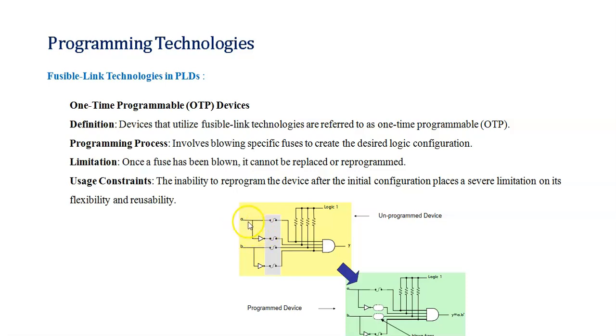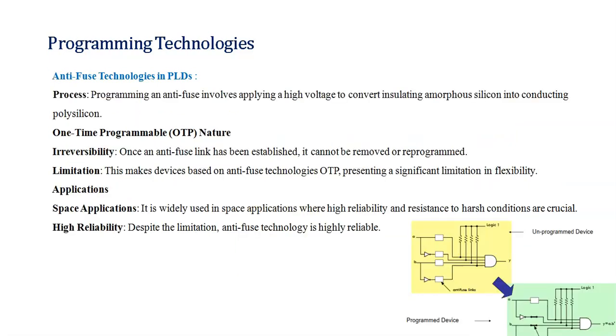So you are able to see that A is connected to the AND gate through this fuse, A bar is connected to this AND gate through a fuse, and initially these fuses are intact, but whenever you are programming, the fuses are blown, and that's why the connection has gone. So you are able to see the connection only here, and here the connection has been lost, and once it has been blown, you are not able to connect it again, and that's why it is one-time programmable, that is OTP.